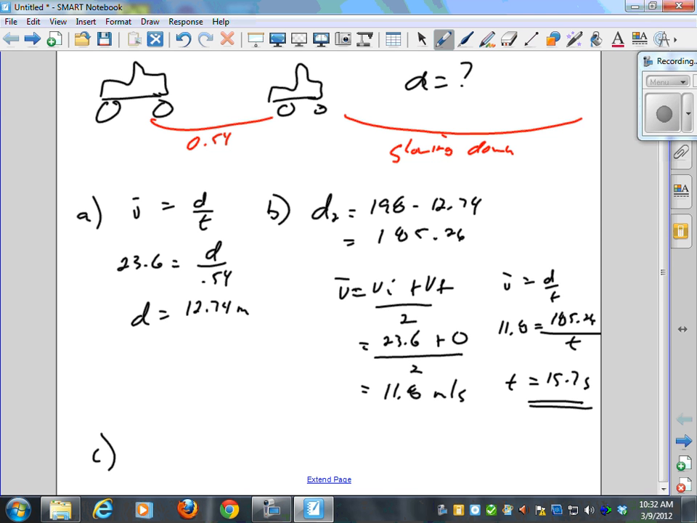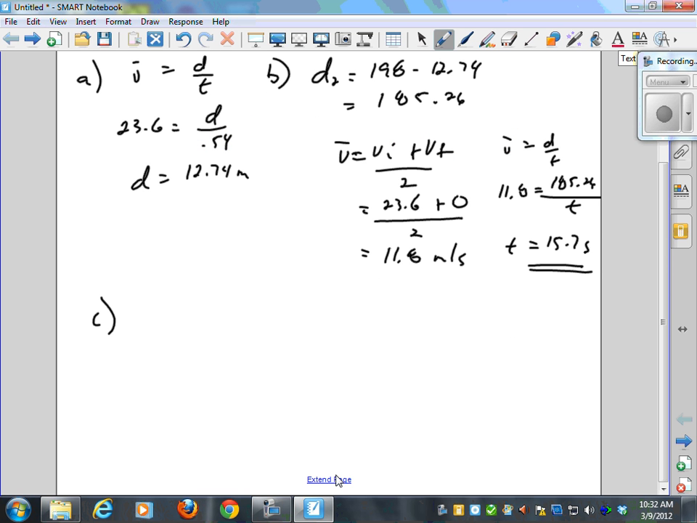C asks for the acceleration, right? A equals delta V over delta T. The change in the velocity is minus 23.6. The time is what we just figured out, 15.7. And you get a deceleration of minus 1.5 meters per second squared. What I would consider a fairly easy warm-up kind of problem.